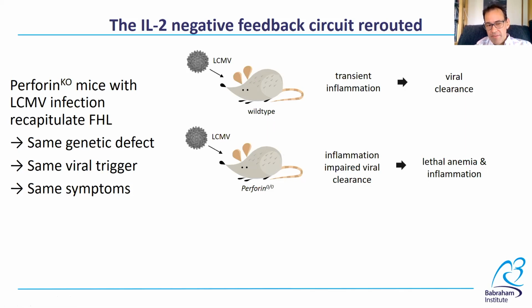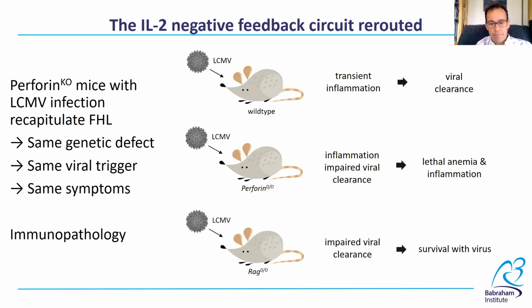So they have the same genetic defect. They also need a viral trigger, which seems to be true in the patients, and they have very similar symptoms to the patients, the combination of anemia and lethal inflammation.